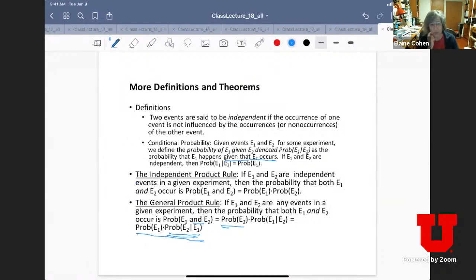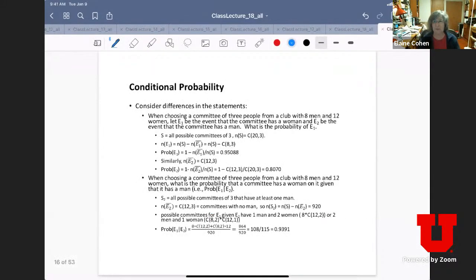Okay, so we're going to work on understanding conditional probability right now in about 2 more minutes.